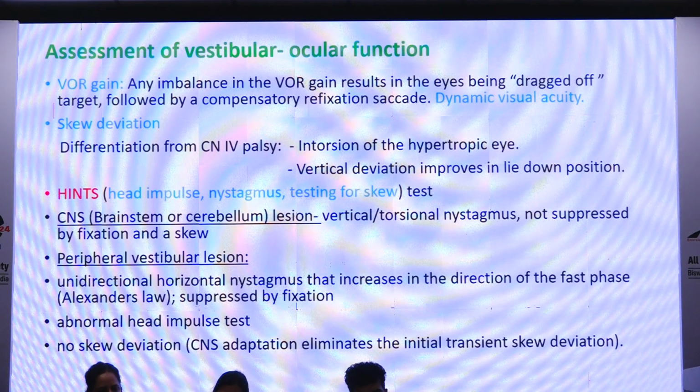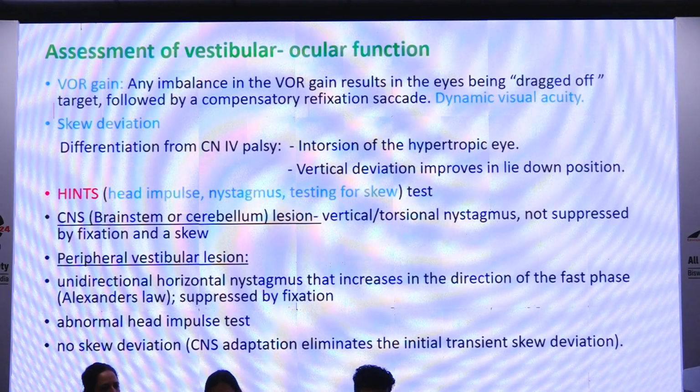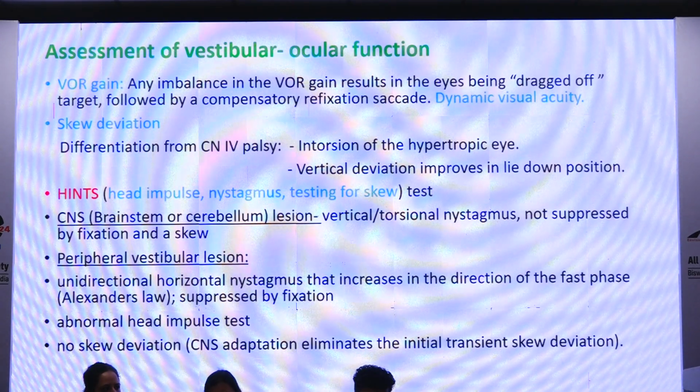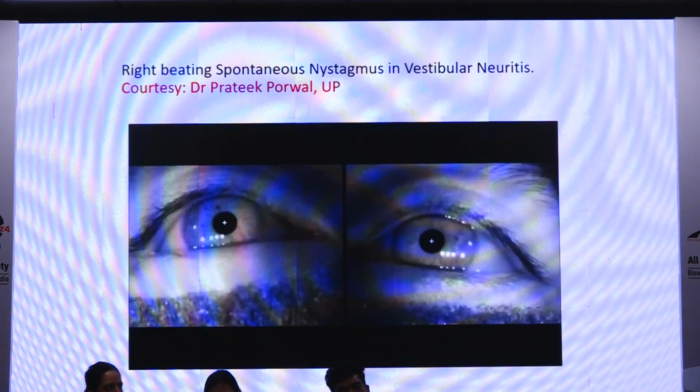It is like this: if we tilt our head to one side, the higher eye will come down, hypertrophic, and the lower side will go up. This is all to maintain a fixation point. But in skew, this is one differentiation point, and as it is vestibular mediated, when the patient lies down in supine position, the nystagmus will improve and the vertical deviation will improve. But in fourth nerve palsy, the vertical deviation will not improve.